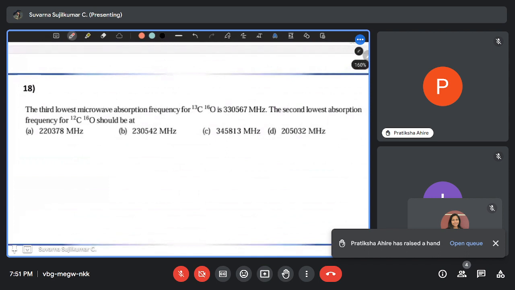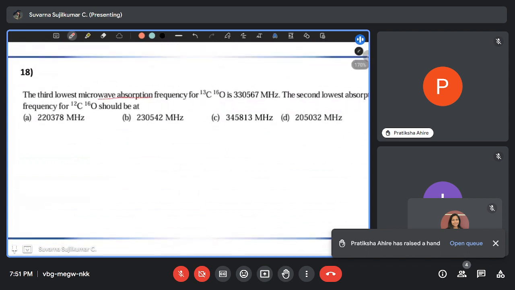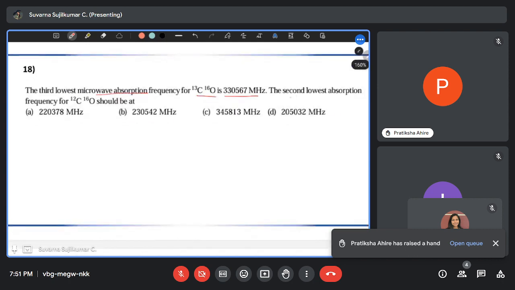So the next question: the third lowest microwave absorption frequency of C13 O16 is given in megahertz. The second lowest absorption frequency of the normal isotope of carbon, C12, should be at what value? So the third lowest microwave absorption frequency of C13 carbon is given. We have to find the second lowest absorption frequency of C12, the normal isotope.